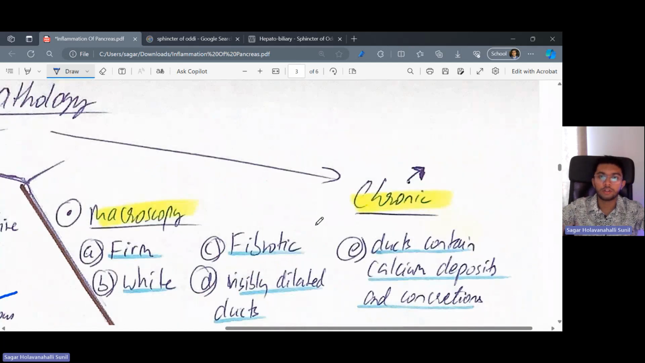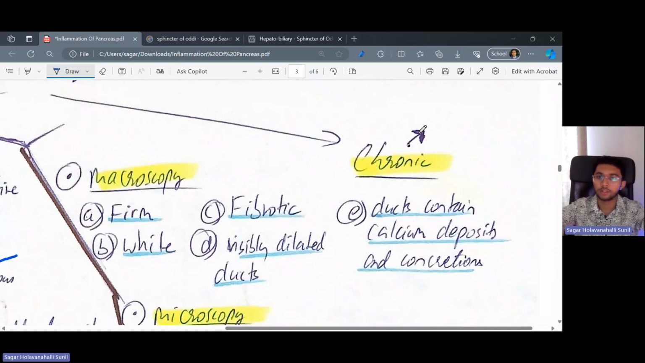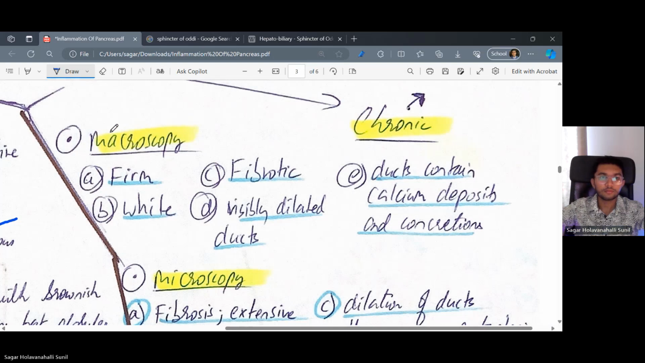Now let's go for chronic. I don't know why I put this arrow mark. So macroscopically, it's firm instead of being soft. It's predominantly white instead of being hemorrhagic, yellow, hemorrhagic, whatever. But there can be a transition from acute to chronic where you'll see a combination of both.